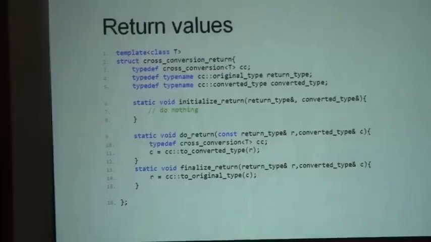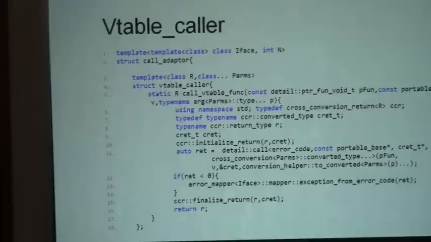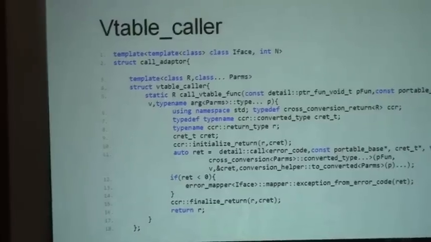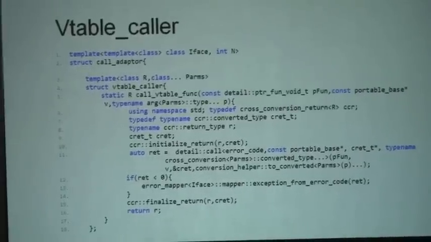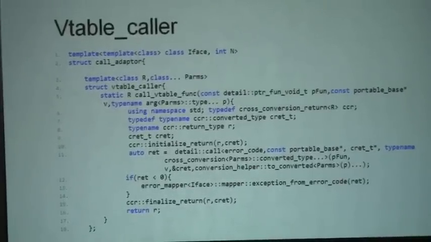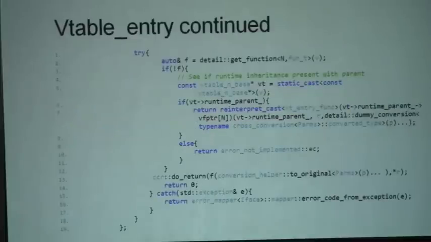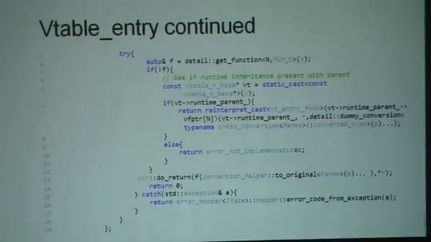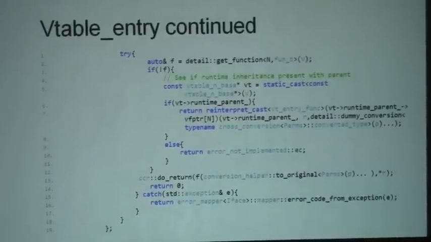So the default is just to move it from a return type to a converted type, and then finalize return goes from the original type to the converted type. And the code that uses it, this is the call adapter, basically the vtable caller, used by operator paren, and you've got initialize return here. Then after you've done the call, you call finalize return. And in the vtable function, you've got do return that takes the return value that's returned by f.